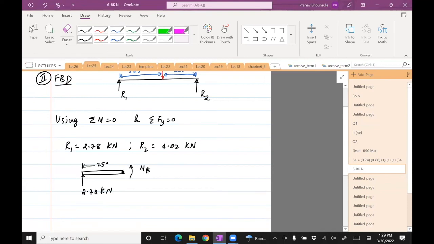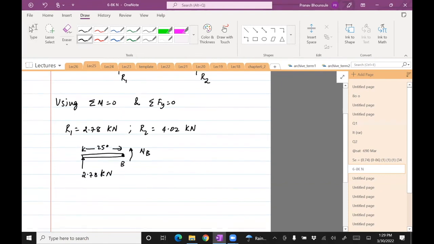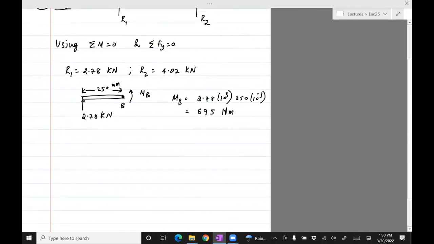Then we want to compute the moment at B. This is B. So it's clear that MB is, so I probably need to convert the units. This is 250 mm. So MB is going to be 2.78 times 10 raised to 3. This is converting kilonewtons to newtons. And then this I need to multiply with 10 raised to -3 to convert millimeters to meters. And so M at B is 695 Newton meter. Okay, that's just the moment.